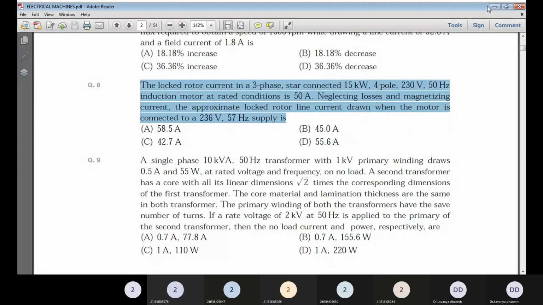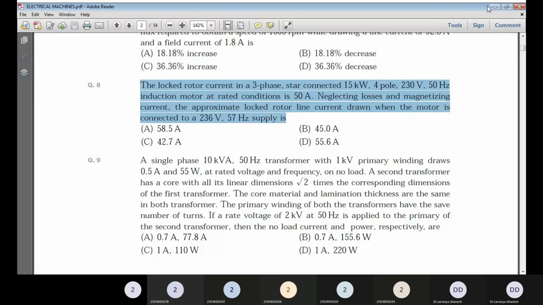So given data is E2 by X2. So we are going to write the final expression. 50 is the value given for the rated current. Then we have two voltages, 230 voltage and another voltage 236 voltage, and you have two frequencies, 57 and 50. All these things we are going to include as a ratio. So 50 divided by I2 dash, we are going to find out because we know I2, we are going to find I2 dash.